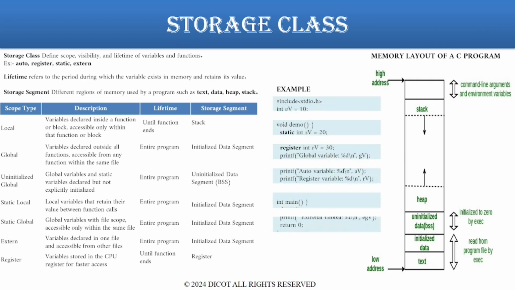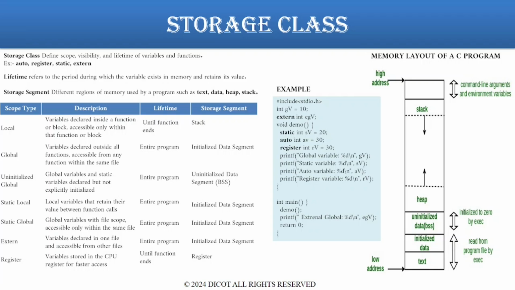In this example, GV is a global variable and will be allocated memory in the initialized data segment. EGV is an external variable. It has an external scope and will be allocated memory in the initialized data segment if and only if the symbol is resolved properly during linking.